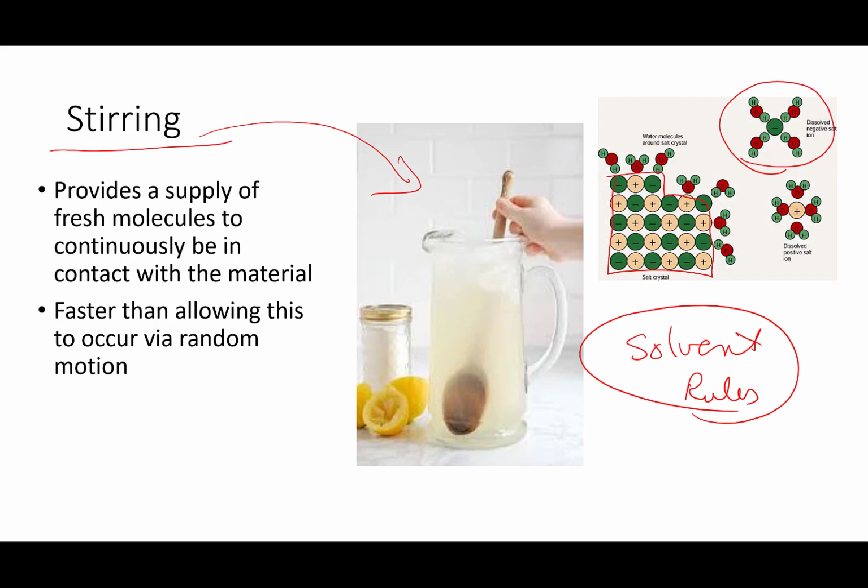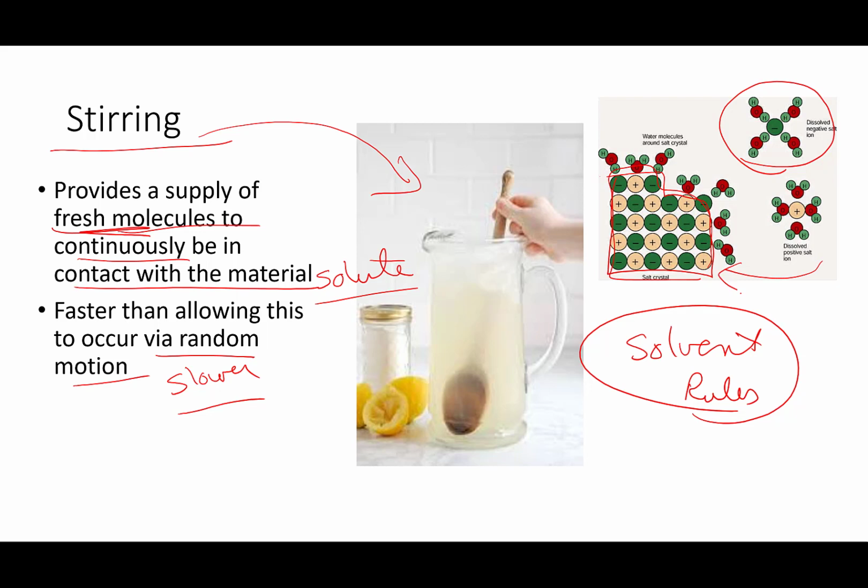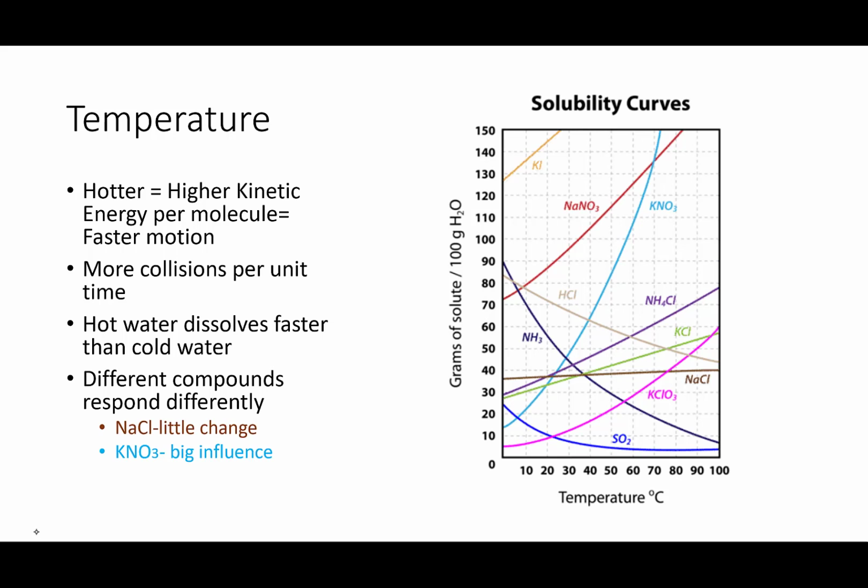We have to allow the molecules to have continuous contact with the solute that we are trying to dissolve. And what stirring is going to do is constantly supply fresh molecules, bringing them close to the surface that we are dissolving. If we allow this to happen randomly, it is going to be slower. And so by stirring, we are bringing those fresh molecules in at a nice, fast rate. And so stirring is going to make that dissolving rate faster and faster.